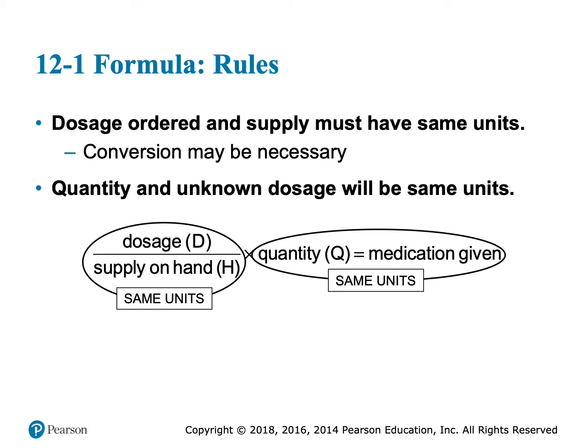So if they don't, we may need to do some conversions before we can figure out the medication that needs to be given, right? And then the quantity and the unknown, so the Q and the medication given, those need to be in the same units. If they're not, then we're going to have to do a little more work before we can actually plug the stuff into our problem.